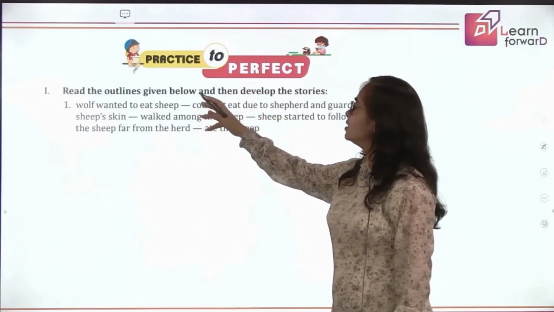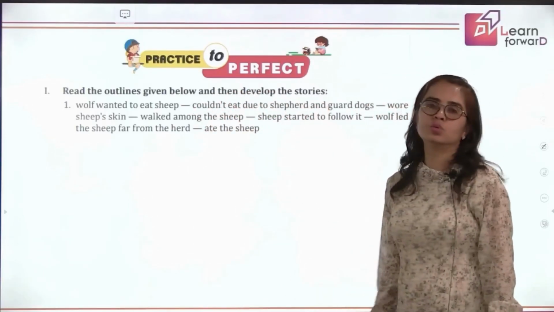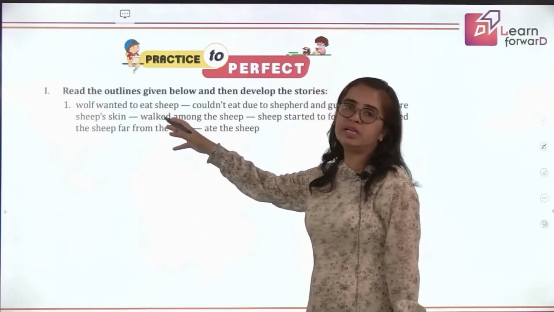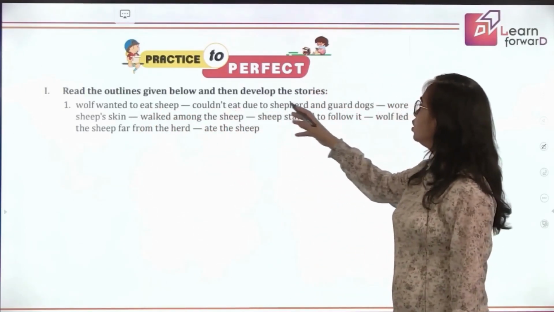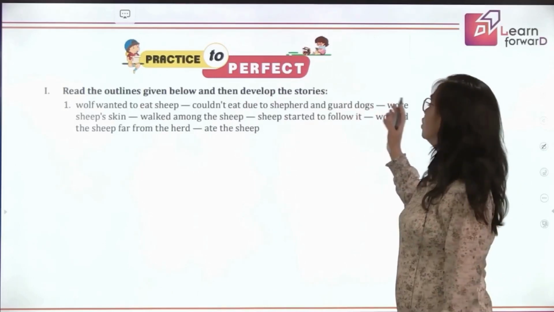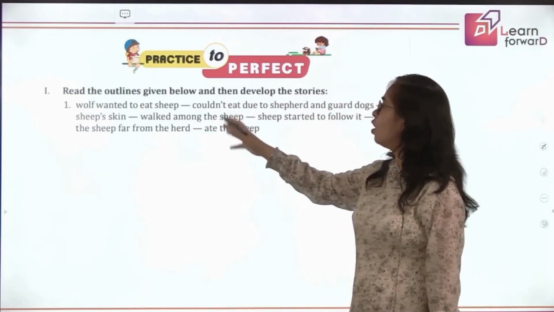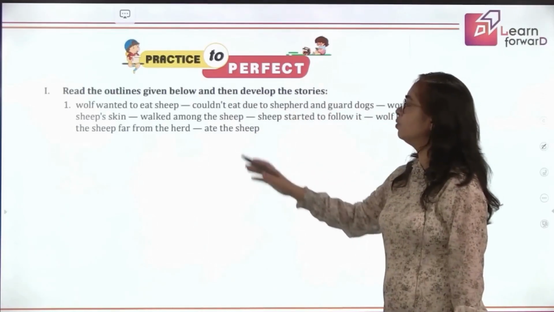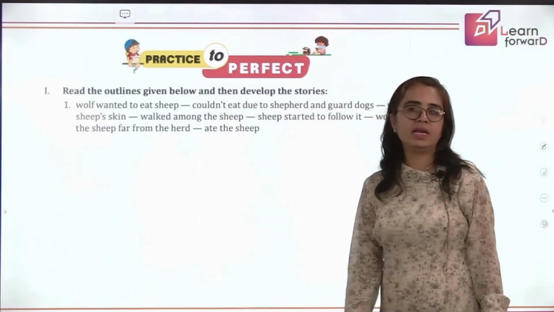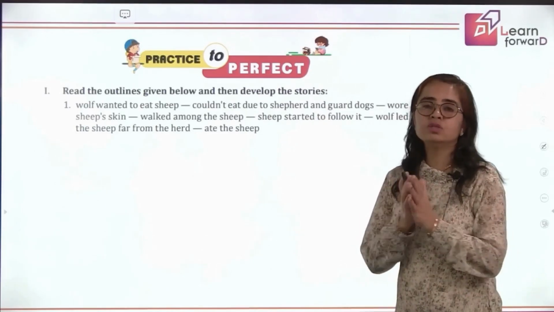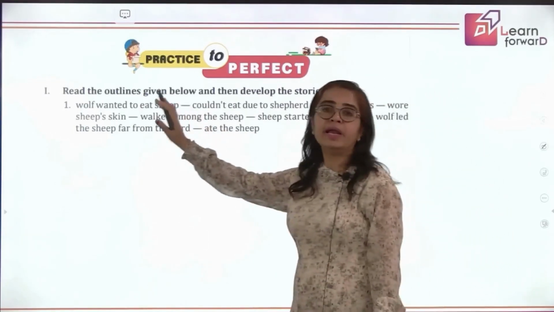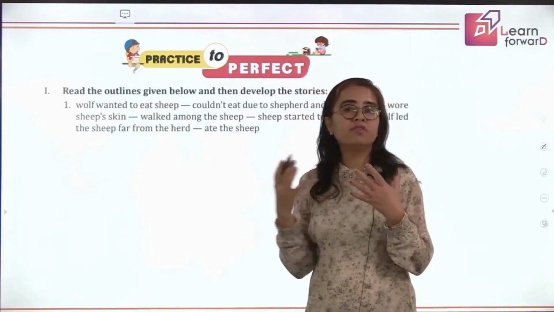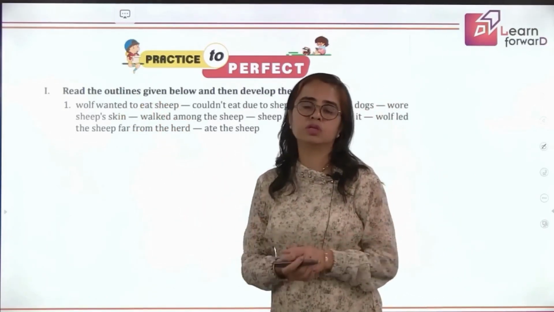Read the outlines given below and then develop the stories. Here we have the hints for you. Wolf wanted to eat sheep, couldn't eat due to shepherd and guard dogs, wore sheep's skin, walked among the sheep, sheep started to follow it, wolf led the sheep far from the herd and ate the sheep. Now what you see here, children, the hints, they start directly from wolf wanted to eat sheep, but it's not giving you any introduction about the story, right?